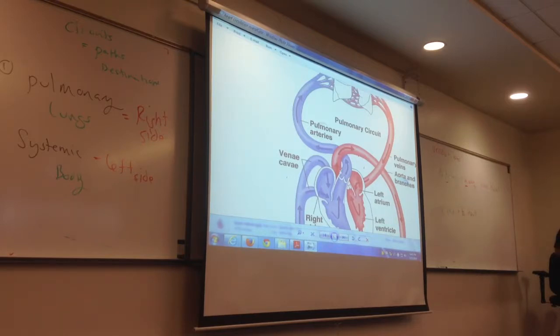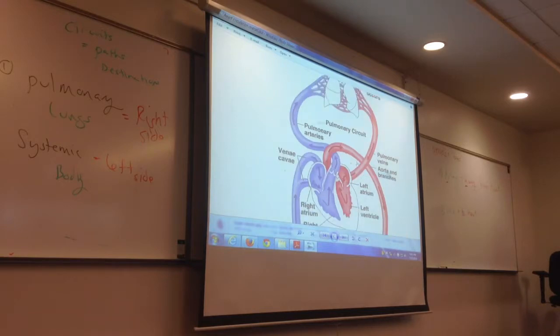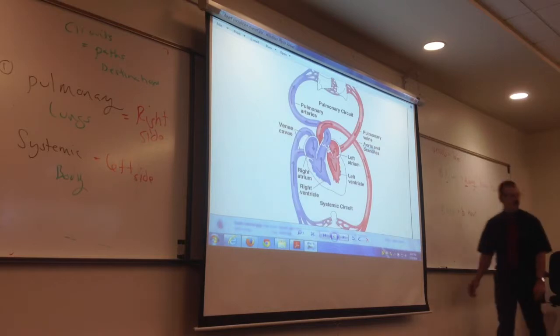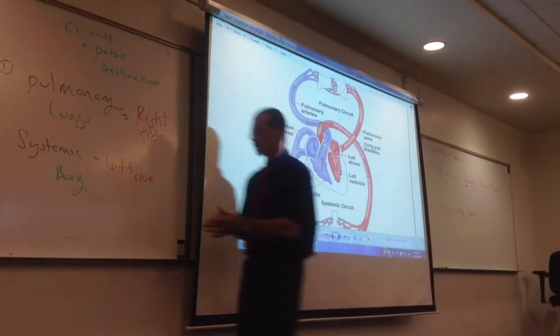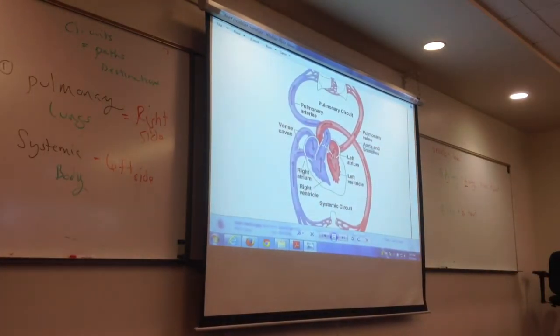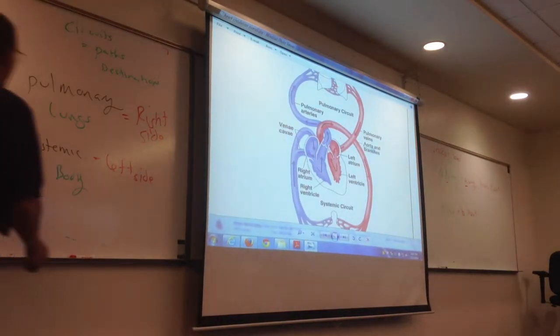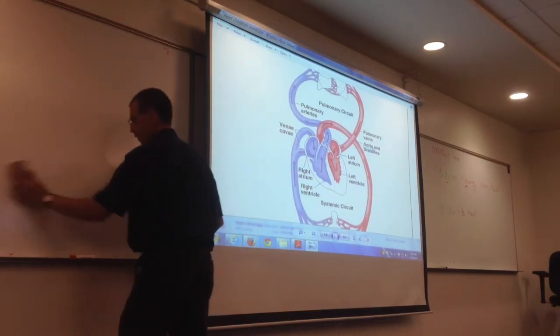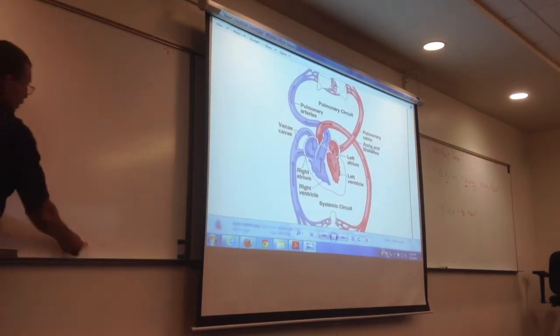Okay. Right side lung, left side body. So we're going to do that. Thou shalt know the pathway of blood through the heart, thou shalt. So, let's do that. We're going to start in a chamber of my choice, because I'm the teacher, and we're going to list everything your blood would pass through as it goes through this pathway. In order, because that's exactly what an exam question is going to be.